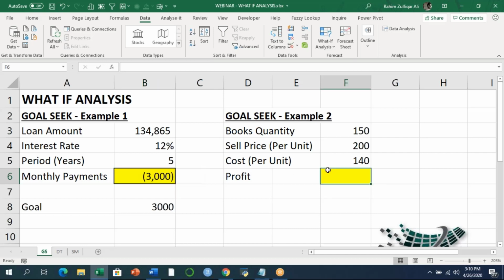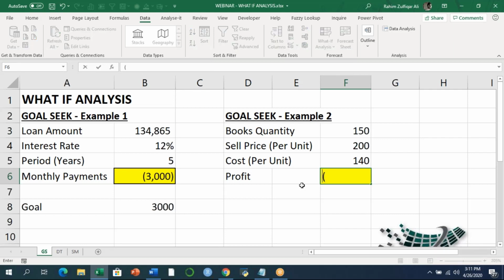Example number two. In example number two, we have a quantity of books which is 150. We have 150 books, and definitely we want to sell these books. So the selling price is 200. Cost is 140 per unit, and we need to calculate profit first. Calculating a profit is not a big deal. It's a simple mathematical equation. We need to first sum up the selling price and then subtract the cost of all the books.